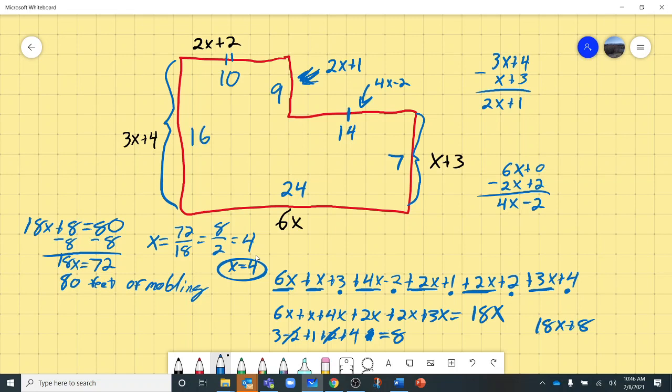And hopefully, remember how we had to find those two dimensions. Hopefully that adds up. 10 plus 14 is 24. 9 plus 7 is 16. So it all works out. So next time you're doing molding around your room, represent it as a polynomial just to make things more interesting, and then figure it out this way, I guess. I don't know. Just kind of an interesting problem, I guess.